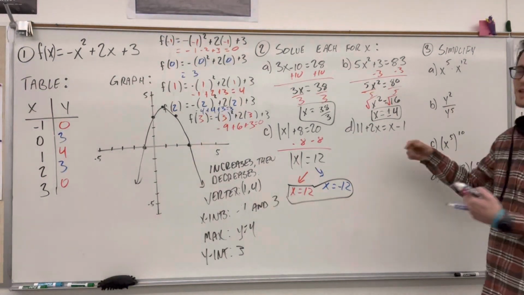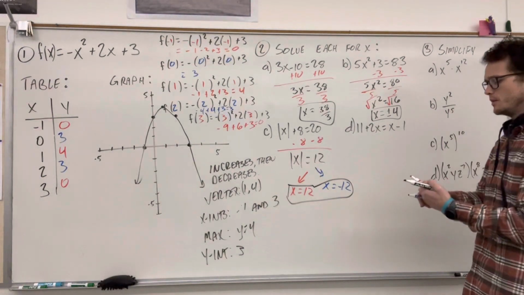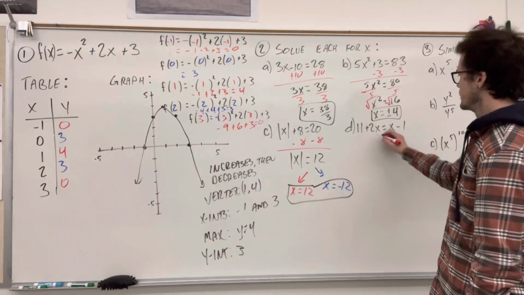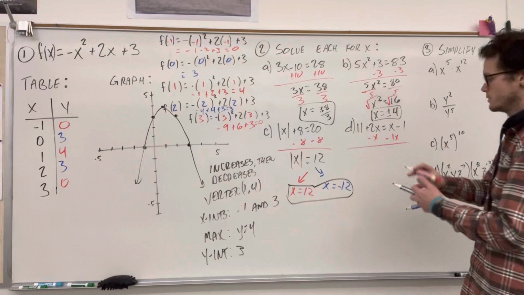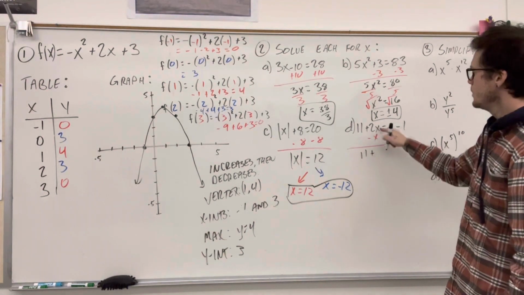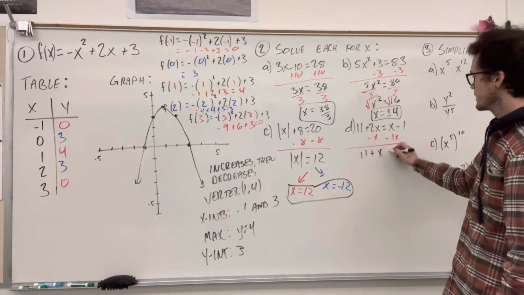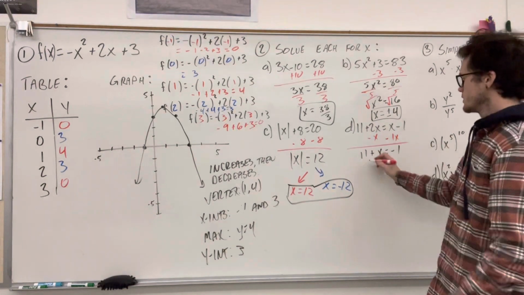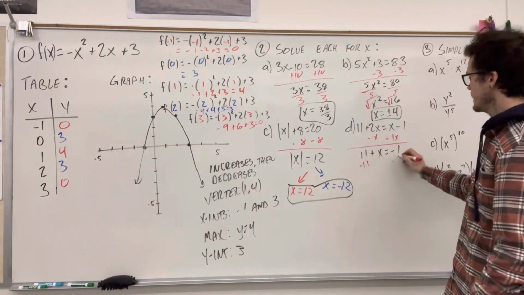The first thing I want to do here is get all the x's on the same side. I'm going to send them all to the left in this particular one. So I'll subtract 1x. 11 plus, well, 2x minus 1x is just 1x. x minus x is 0, minus 1. Great. Subtract 11 from both sides.